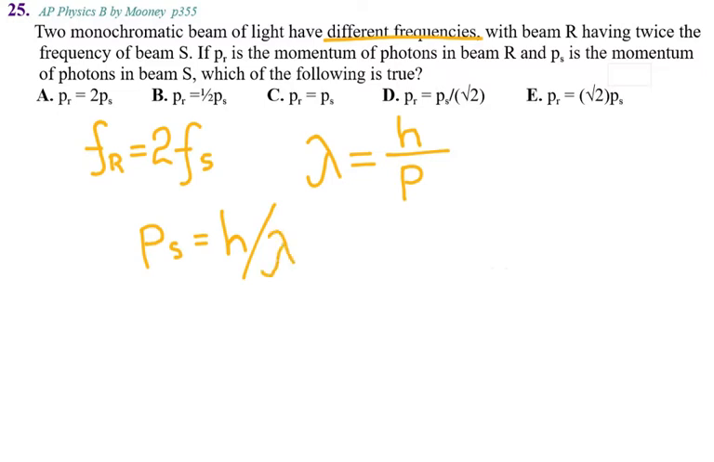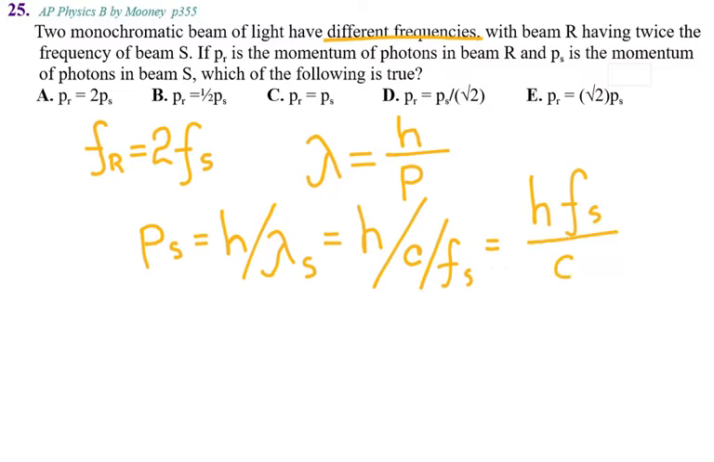And that's the wavelength of S. Then the wavelength of S is h divided by the speed of light over the frequency of S. So that will give me this expression. Then the momentum of R is going to be Planck's constant times the frequency of R, over the speed of light. Now I'm going to compare these two.